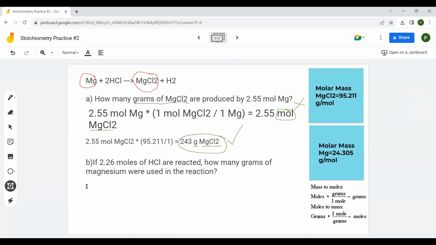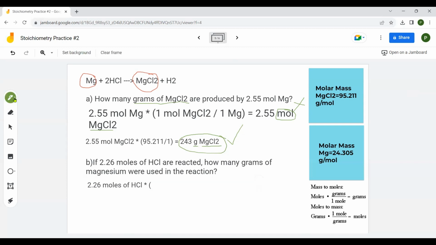Popping down to part B, it's asking if 2.26 moles of hydrochloric acid are reacted, how many grams of magnesium were used in the reaction? So we're starting out with moles, and again, we want grams, so this is going to be very similar to part A. We know that we have 2.26 moles of hydrochloric acid, or HCl. And we want to know how many grams of magnesium were used, but like in the first one, we have to solve the ratio in moles first before we can convert to grams.